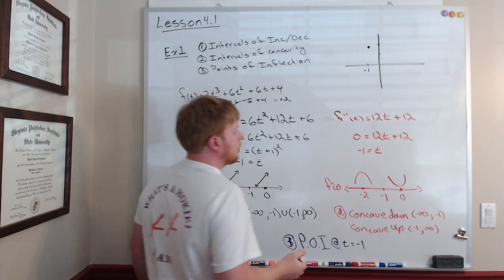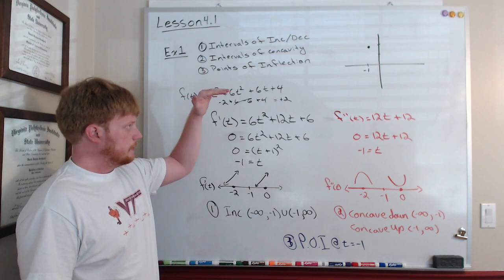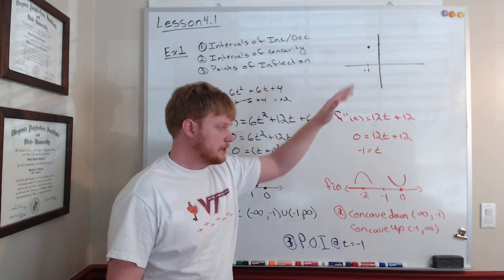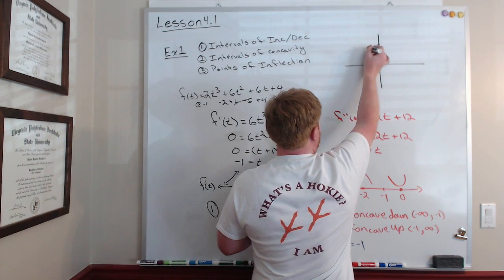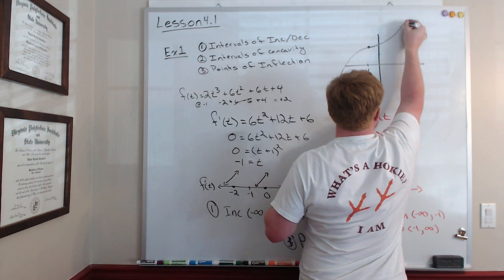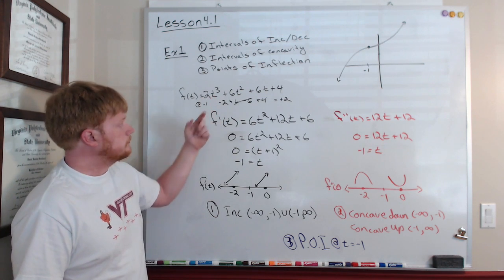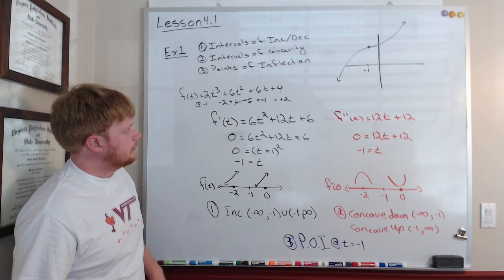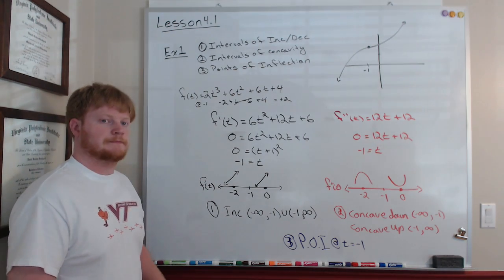Okay. And then from negative infinity to negative 1, I'm increasing. And from negative 1 to infinity, I'm still increasing. However, my concavity changes from concave down to concave up. So it looks like a cubic function, but it doesn't have the two hills or valleys. It just has one point of inflection.